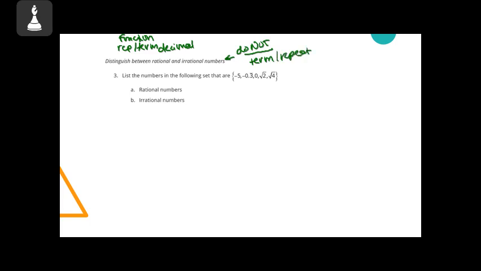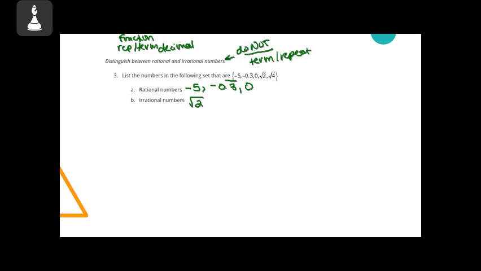-5 is a nice round number. It is a rational number. Next number, -0.3 with a bar above it means it's repeating. That is a rational number. 0 is a rational number. The square root of 2 is not a rational number. If I type that in my calculator, my decimal runs the whole screen. It does not repeat, and it actually does not end. It continues past what my calculator shows me.